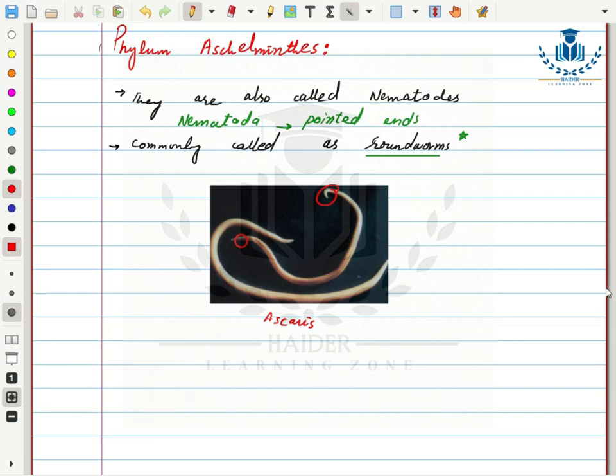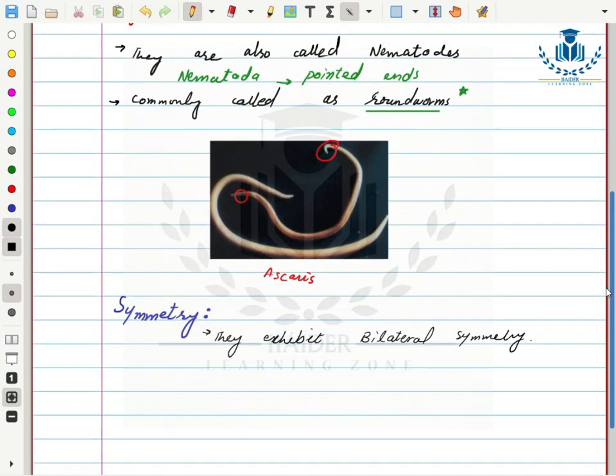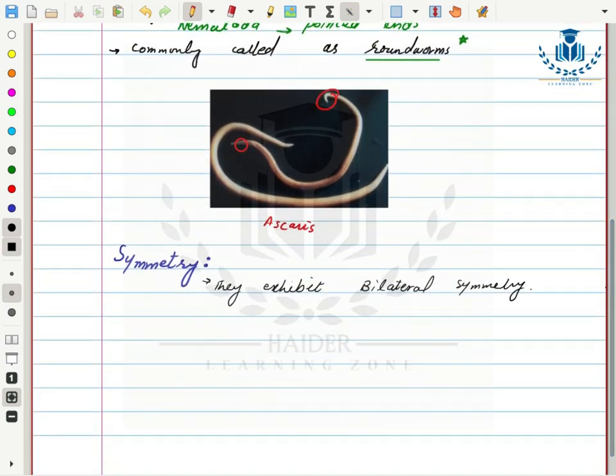Next, we will discuss some of their general properties. If we talk about their symmetry, they are organisms with bilateral symmetry. As you know, bilateral symmetry is a symmetry in which a body can be divided into two equal parts only by cutting it along one axis. If it is cut along a single axis, it will divide into two equal halves. Otherwise, if it is cut along any other axis, it wouldn't be divided into two equal parts. So they have bilateral symmetry.